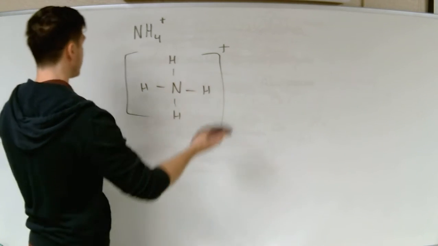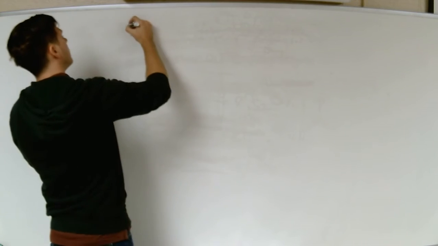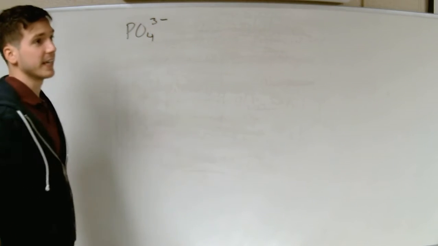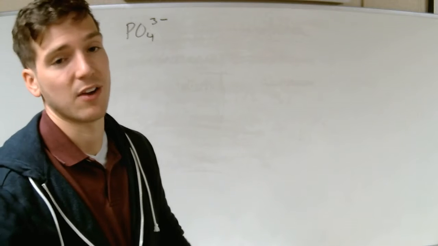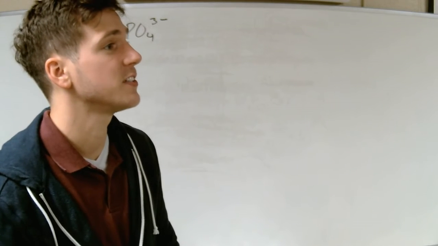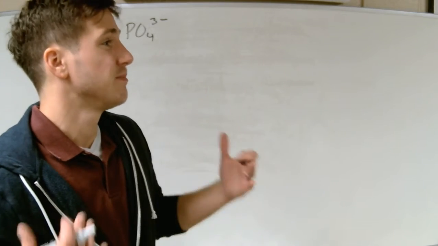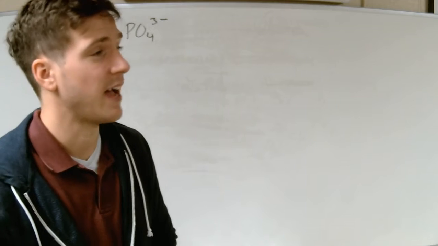Let's look at PO4 3 negative. Now this is where the octet rule is out the window. Phosphorus is in the third row, and I can't guarantee anything following the octet rule after the second row.